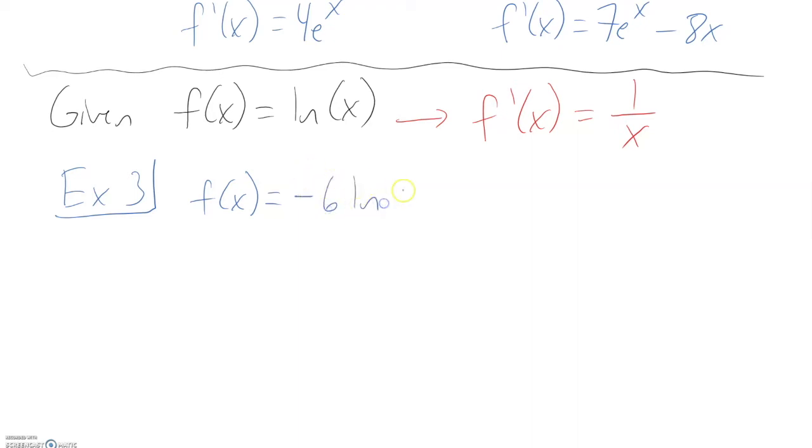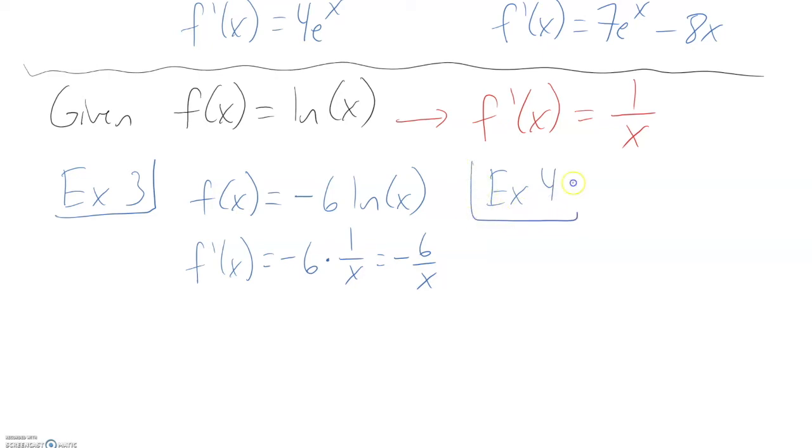So for example, let's take f of x equals negative 6 times the natural log of x. For the derivative, the constant multiple in front is not going to matter, so we'll have negative 6 times the derivative of the natural log of x, which is 1 over x. And combining those pieces, our final result is negative 6 over x.